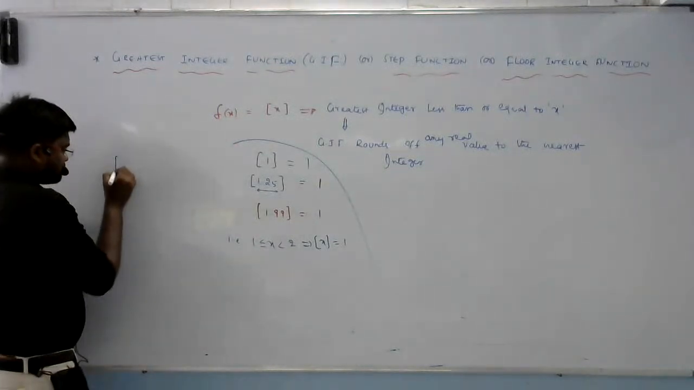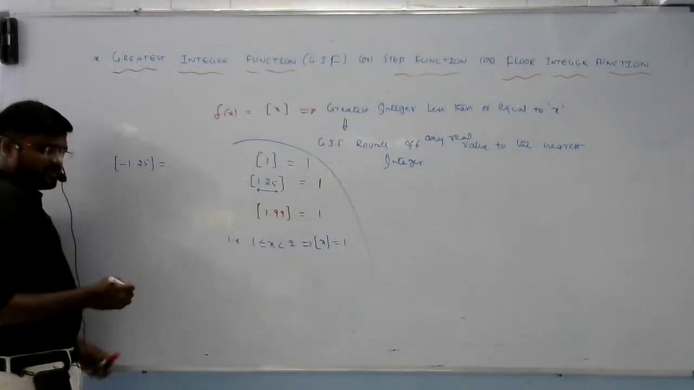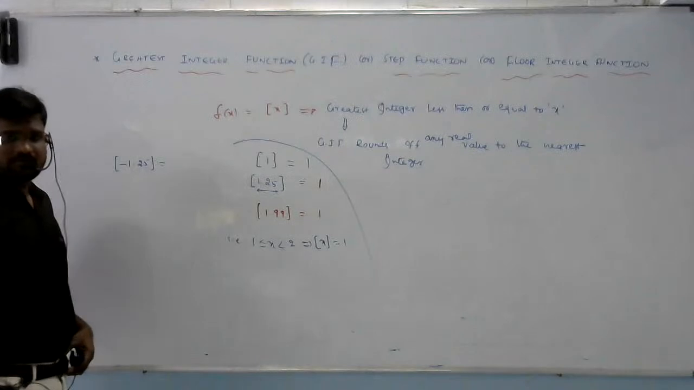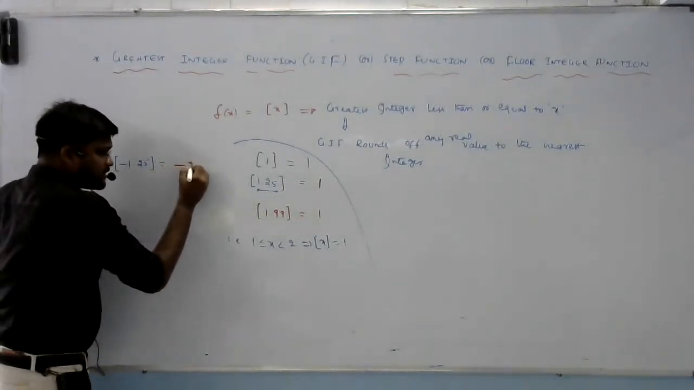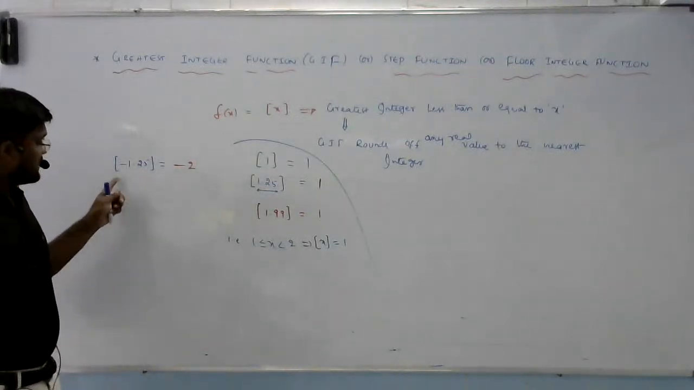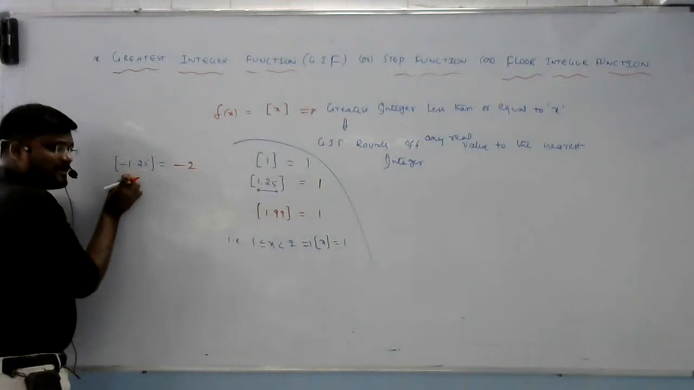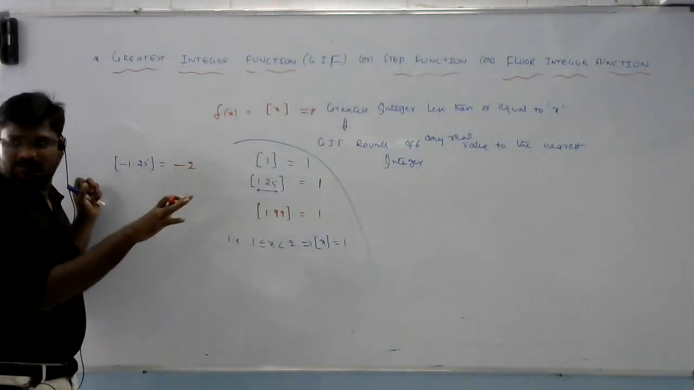Now tell me, when I write step of minus 1.25, what will be the value of step of minus 1.25? You should not write it as minus 1. You should write it as minus 2. I said greatest integer less than or equal to. So which is the integer less than minus 1.25? Minus 2 obviously. More negative, more less, isn't it?